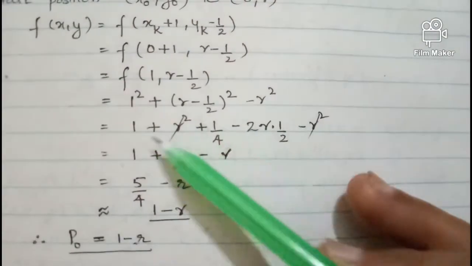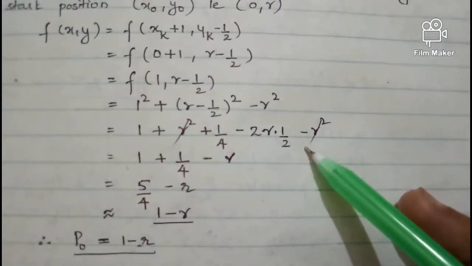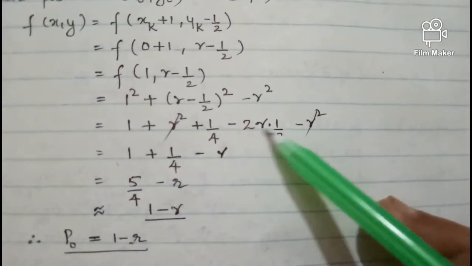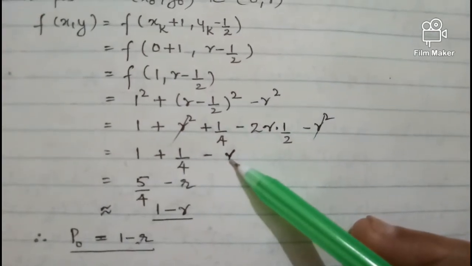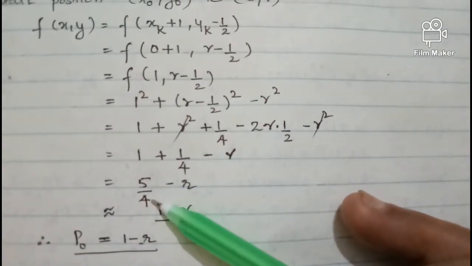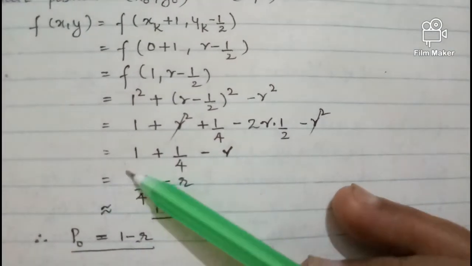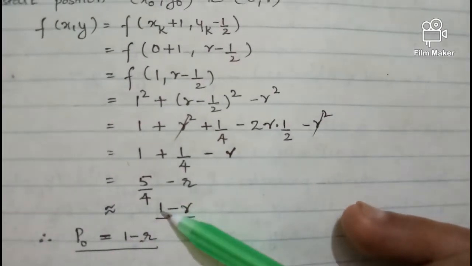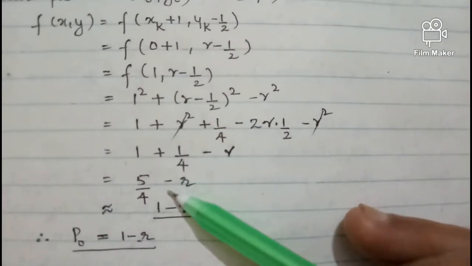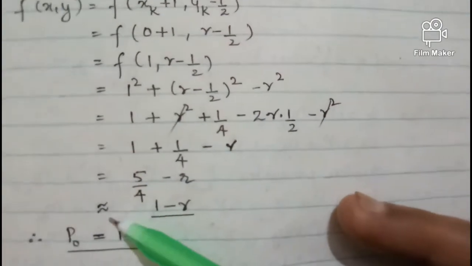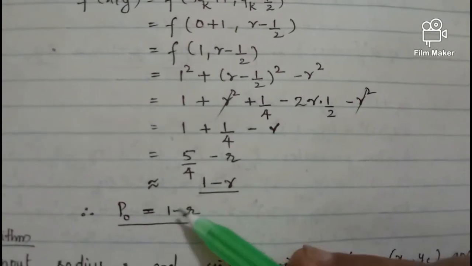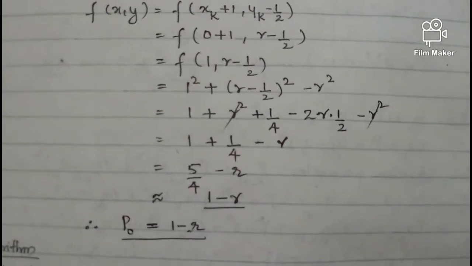Okay, then after expansion, plus r square and minus r square will get cancelled. And the remaining terms are 1 plus 1 by 4, minus r. 1 plus 1 by 4 is 5 by 4. So 5 by 4 minus r. And now this 5 by 4 is approximately taken as 1. Not exactly equal to 1, but can be approximately taken as 1. So 5 by 4 minus r is approximately written as 1 minus r. So now I am going to write the value of P0 as P0 is equal to 1 minus r. Okay.